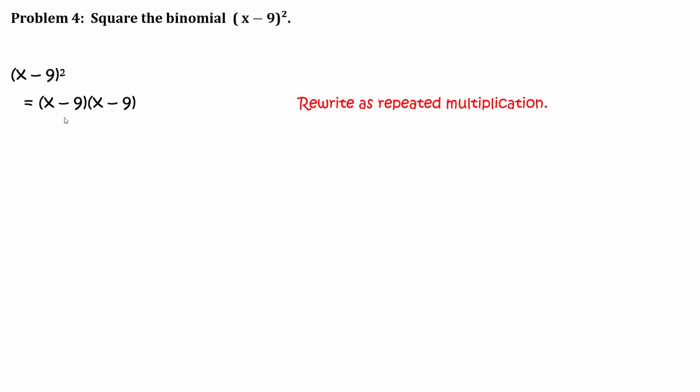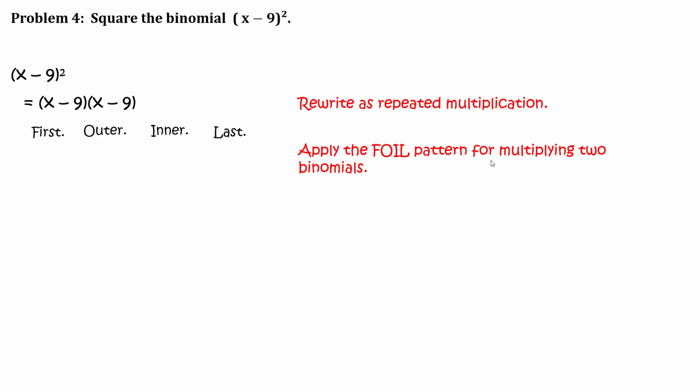And then I have a problem that I'm very familiar with. I know how to solve. I'm going to apply the FOIL pattern for multiplying two binomials. First, outer, inner, last. First, the product of first terms is x times x. The product of outer terms is x times negative 9. The product of inner terms is negative 9 times x. And the product of last terms is negative 9 times negative 9.